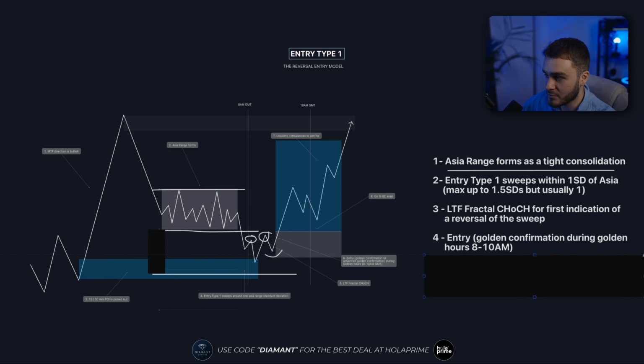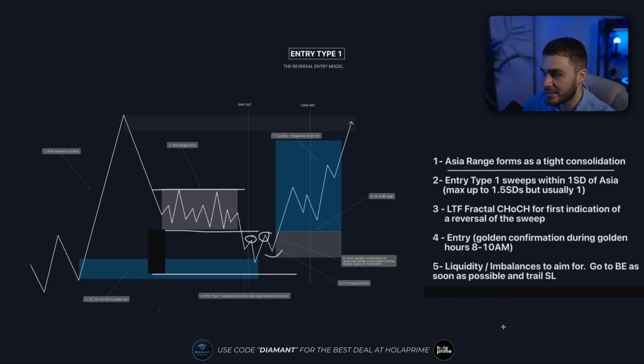Then our final step in this process is going to be the liquidity on the imbalances to aim for. So typically what I like to look for is something like this, where we've got really open price action. There's probably some sort of supply zone around this level. So eventually I would expect price to slow down around this area.